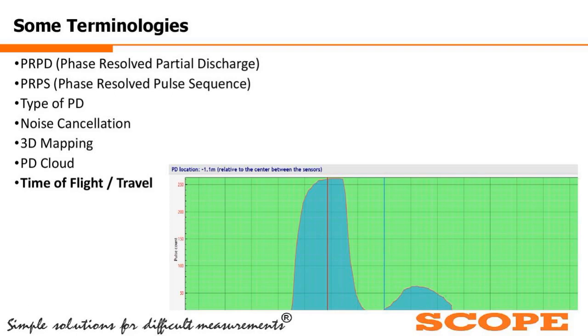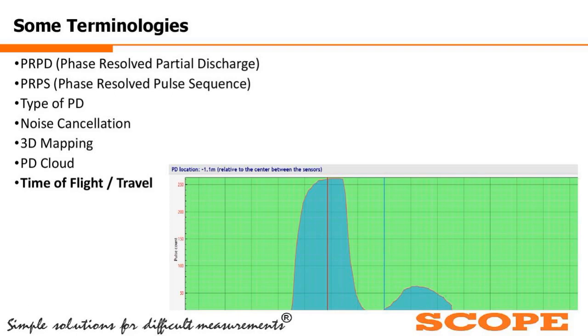So I should know where it is happening. Multi-channel kits are generally equipped with this time of flight or time of travel concept, because the same PD signal will be picked up by different sensors, and different sensors are located at different distances. In simple words, the distance from the PD location to the different sensors is different. One might be at, let's say, 0.5 meter distance, another 2 meter, another 5 meter or 10 meter distance, in that fashion.